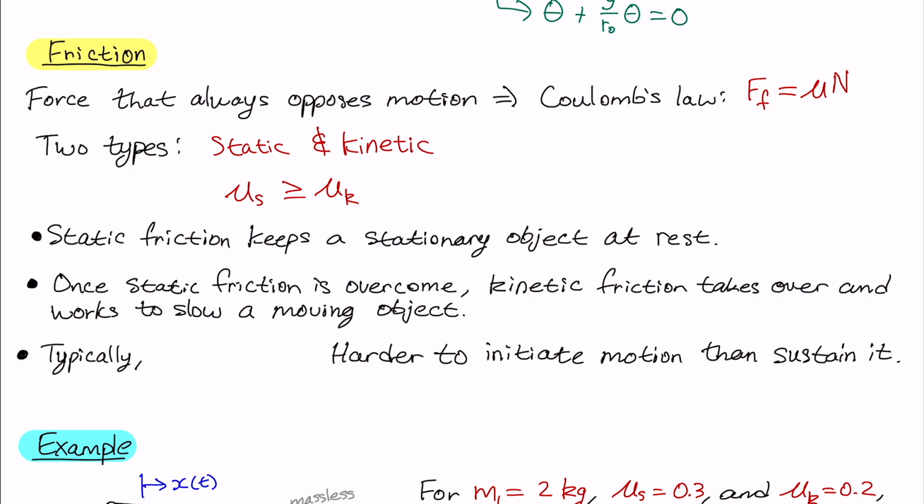When you're pushing on something, if I push on this table, or this chair, static friction resists my push, and if I push hard enough, it will start to slide. And when it starts to slide, it switches from static friction to kinetic friction. Once you overcome static friction, kinetic friction then takes over and works to slow a moving object, or resist that motion.